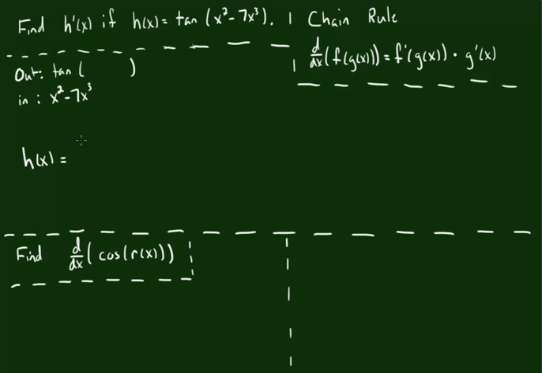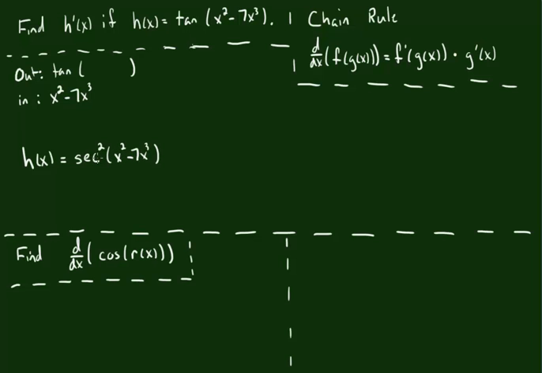So let's go ahead and get started. First thing we need to know is the derivative of the outside function. So we need to know the derivative of tangent of something. Well, the derivative of tangent of something is secant squared of something. So there's our derivative of outside. We need to take that inside function, g of x, and put it inside of the f prime. Well, in this case, our inside function is x squared minus 7x cubed. So it's x squared minus 7x cubed.